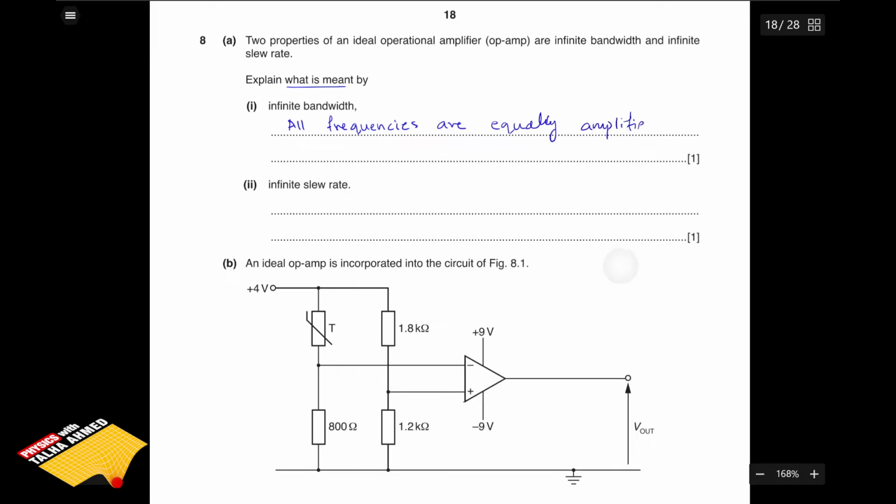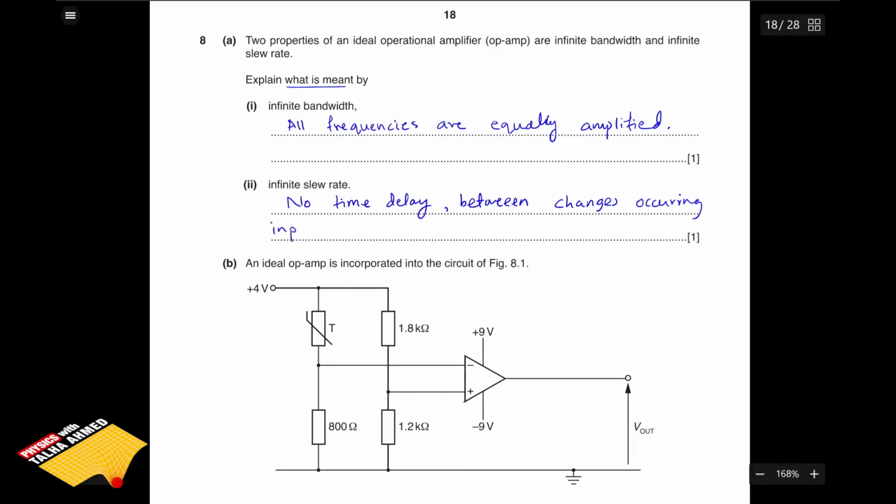So infinite bandwidth means that all the frequencies are equally amplified, or the gain of all the different voltages of different frequencies is the same. Now, infinite slew rate basically means that when you make a change to the input voltage, the response to that change in the output occurs immediately without any time delay. So the focus here is on the word change. Okay, so this is part A.